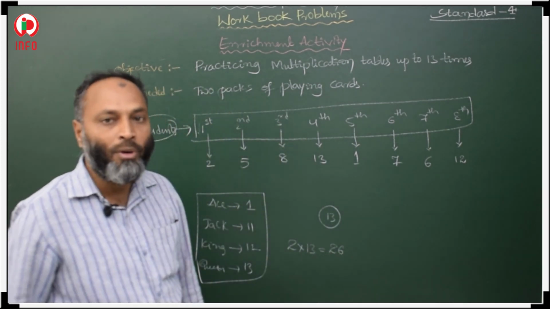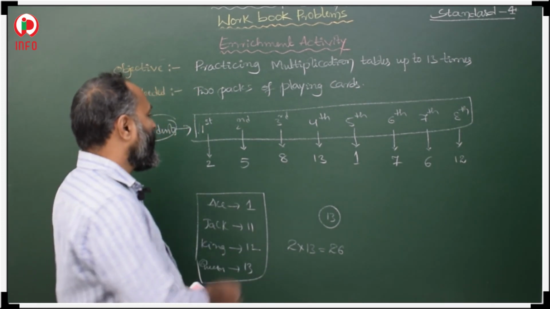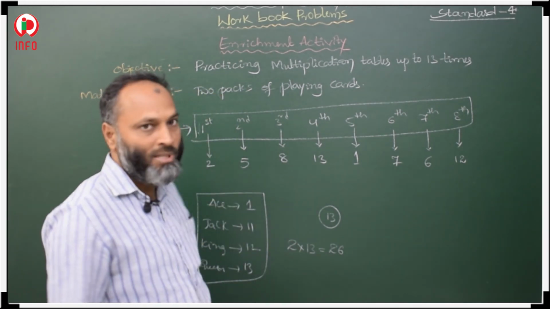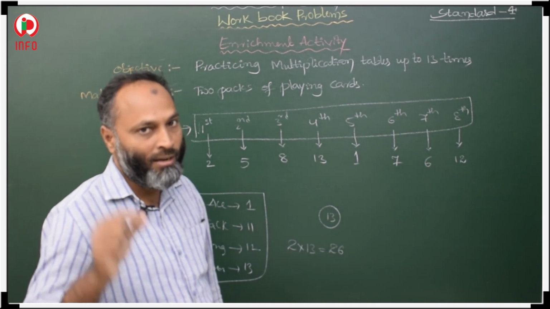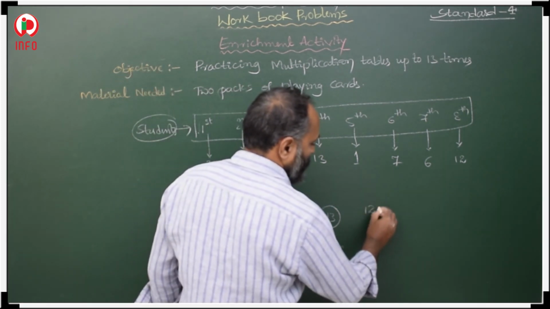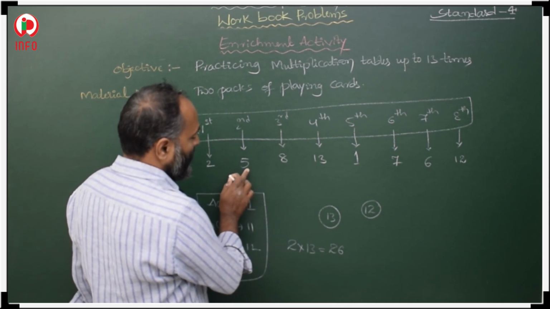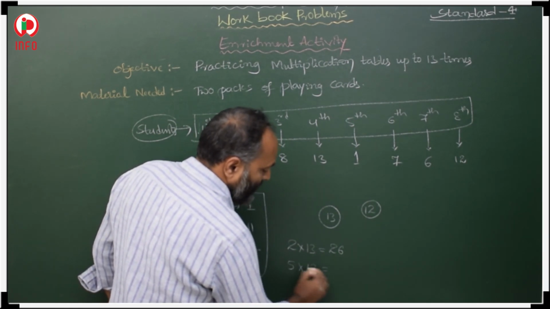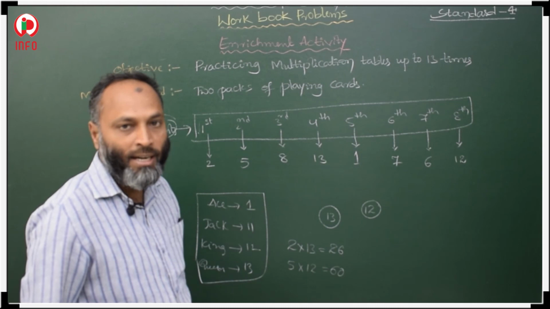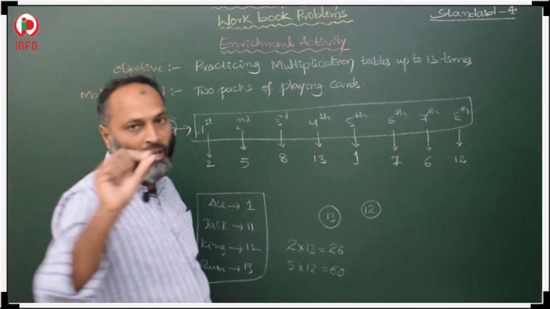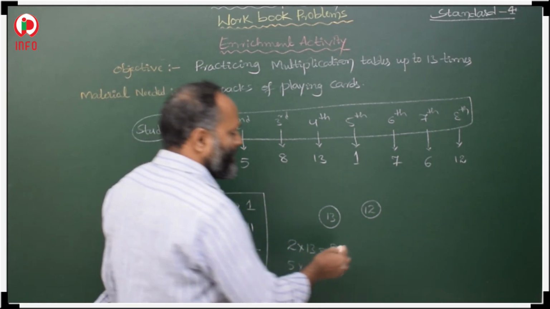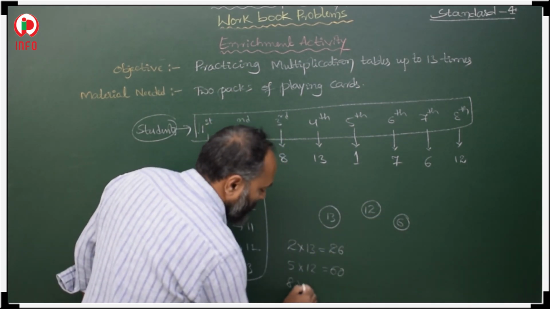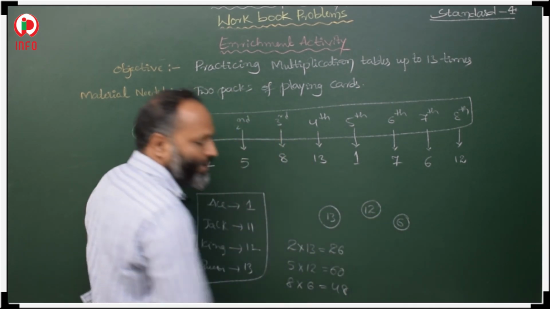He has to find the product, and after that the second student's turn. When his turn comes, he also picks one card from the remaining cards. That card may be a 12th number card. Then he should multiply 5 with this 12. 5 12s means 12 5s, that is 60. He has to find the product like this. If the third student picks one card from the remaining cards, that should be a 6th number card. Then he has to multiply 8 with this 6, 8 6s. Then he has to write the product.